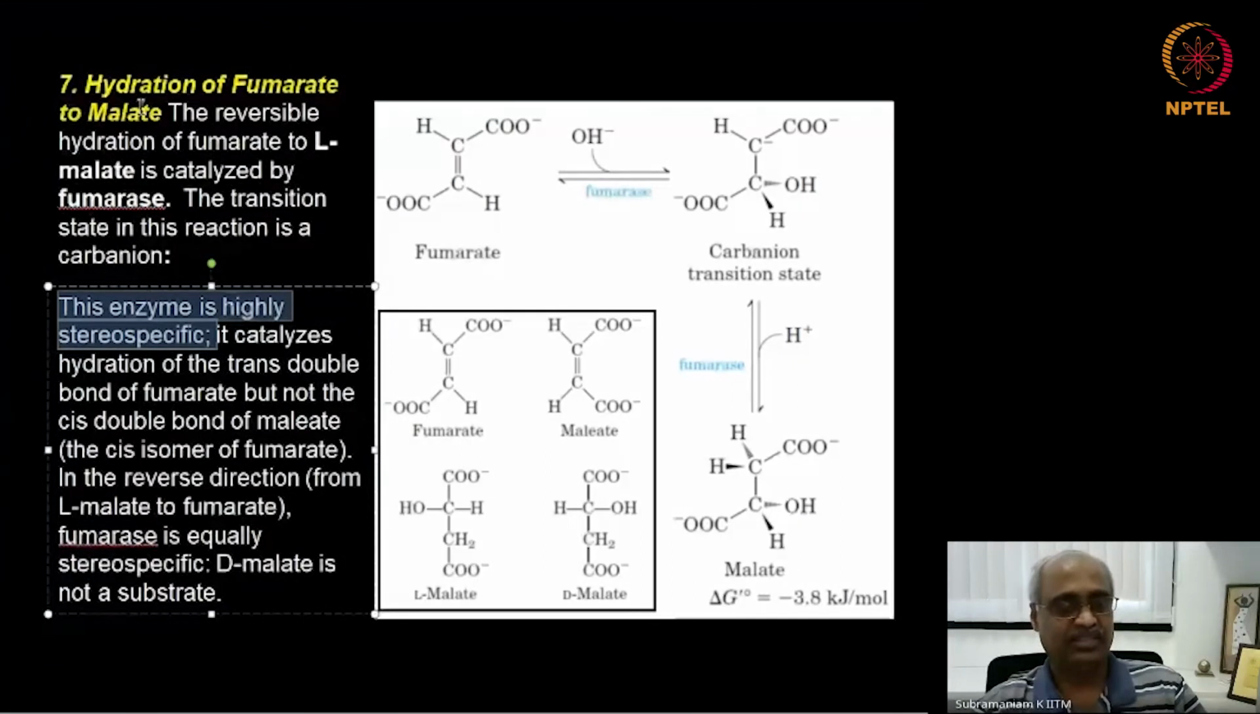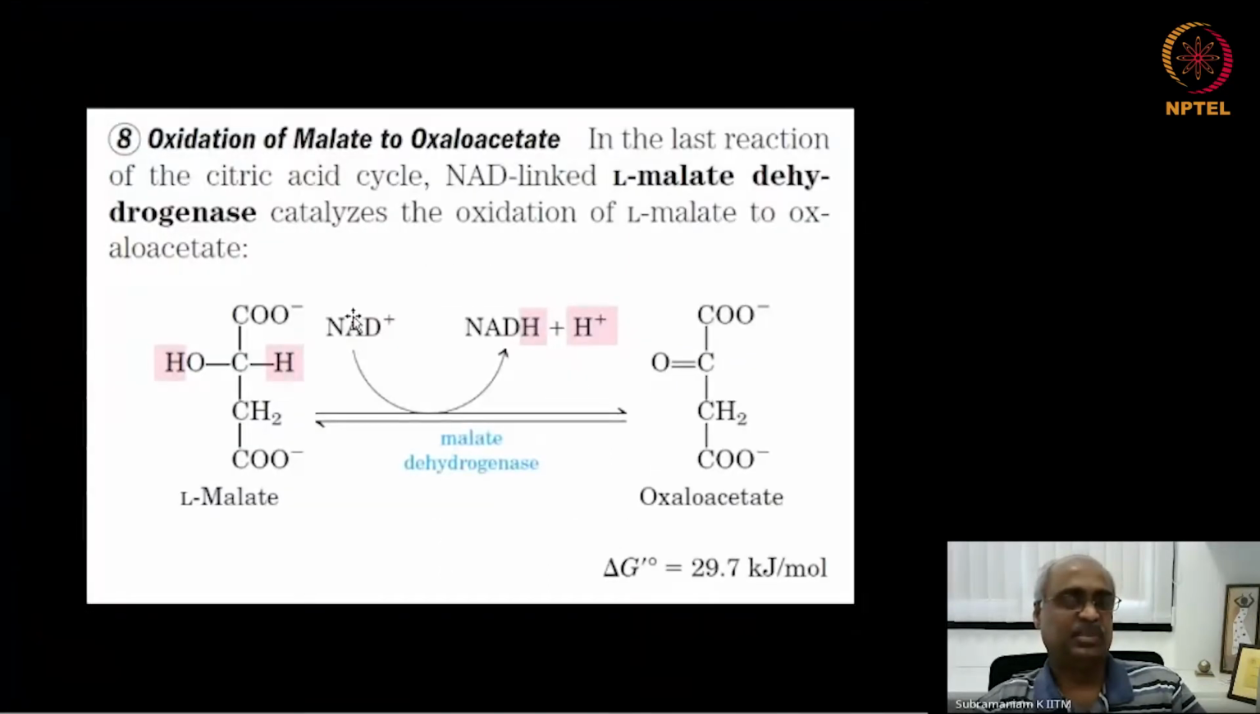See, this is 7 of 8 steps. And the next is a dehydrogenation of this malate, forming oxaloacetate, where we started. So malate dehydrogenase uses NAD, the oxidized form, shown by this plus sign. This is not the overall charge on NAD. It is the sign that that particular nitrogen atom is in the oxidized form. So that is reduced, and you have the oxaloacetate.